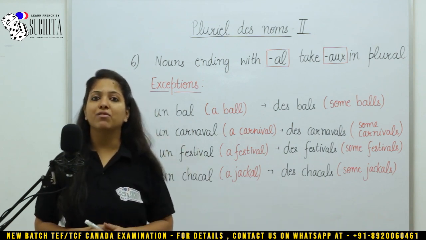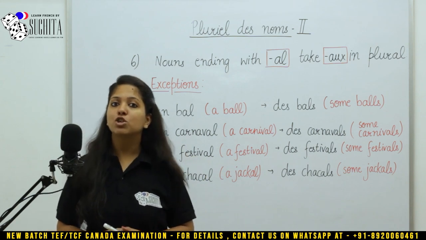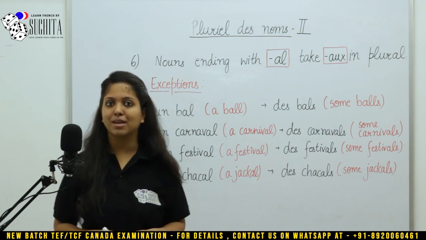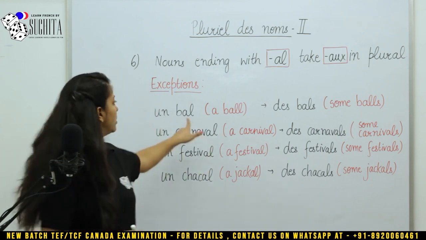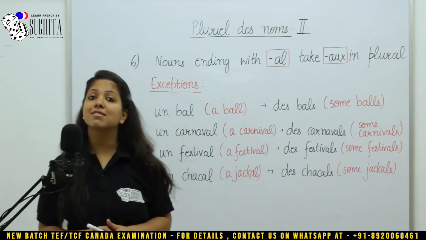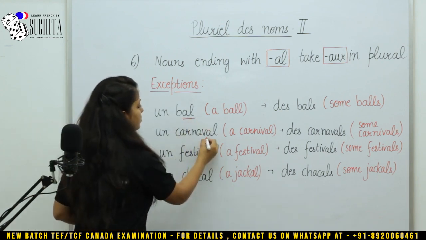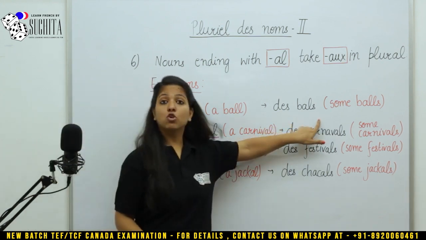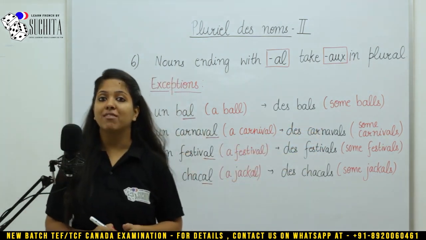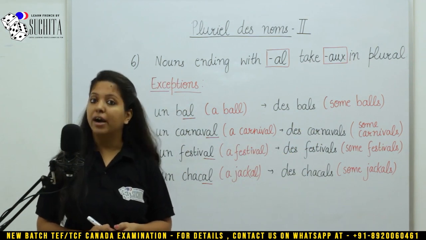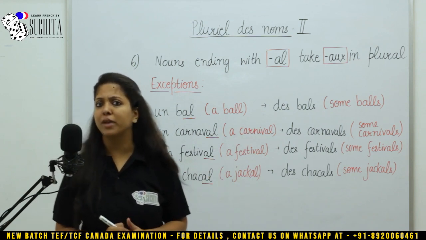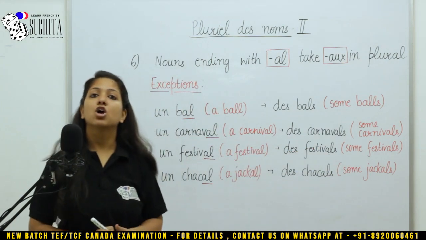So the first example that we have is un bal, which means a ball. Now, not the ball with which the children play. It is the ball dance that I am talking about. It is ending with AL, but in order to make it plural, you will simply put an S, since it is an exception. Okay. The next one, a carnaval, which is a carnival. Again, it ends with AL, but since it is an exception, you are just going to add an S to make it plural. And it becomes some carnivals.